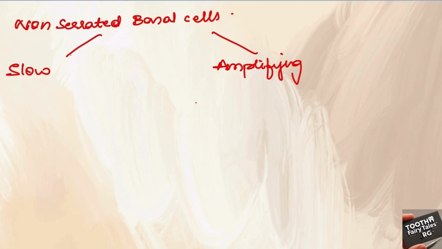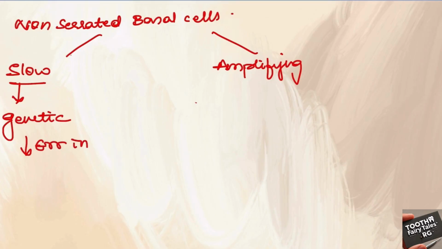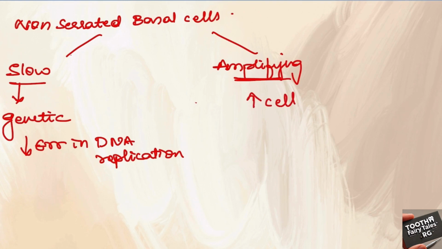Slowly dividing cells are important in protecting the genetic information of the tissue. By dividing at a slower rate, they are reducing the chances of errors in the DNA replication. On the other hand, amplifying cells have a different role. These cells are involved actively in the process of increasing the cell numbers. They are undergoing the faster rate of cell division when compared to that of the slowly dividing cells, which enable them to contribute to the maturation and also the renewal of the epithelium.